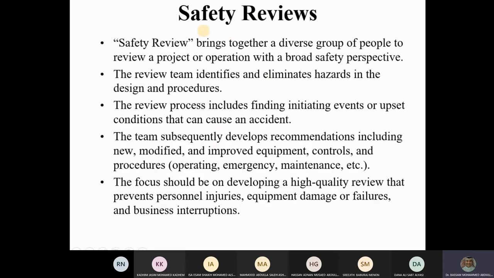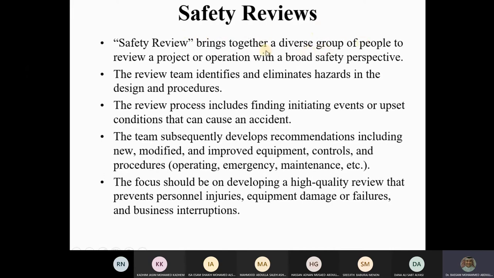Okay, great. So we went through the hazard, we went through the number one, where we were talking about the checklist, and then we went to the hazard surveys where we were talking about the DOW index, and then we went to the HAZOP study, and we just finished the HAZOP study. And the last thing we have in this chapter is the safety review, safety reviews.